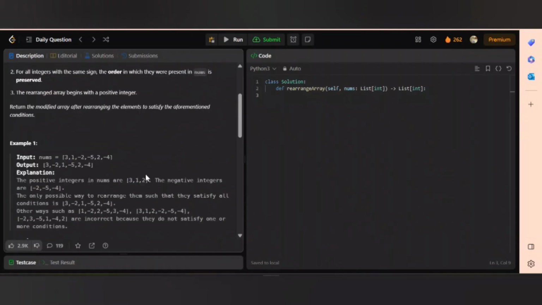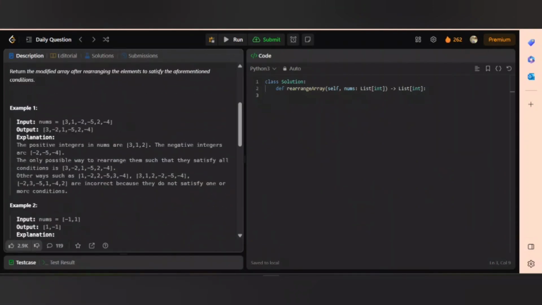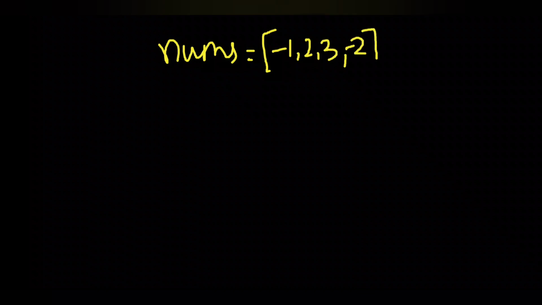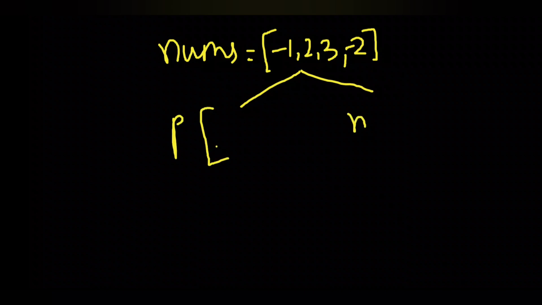So let's see a simple example. Let's understand the problem first. Let's take an array nums equals to, let's say, -1, 2, 3, and -2. We'll divide it into two arrays, a positive array and a negative array. Positive has all positive integers from nums, that is 2, 3, and negative has all the negative integers, -1, -2.